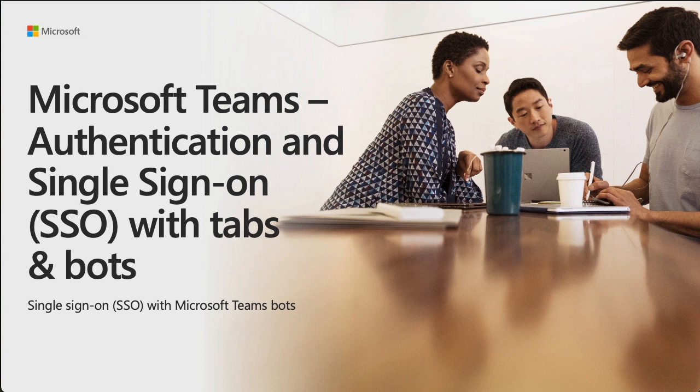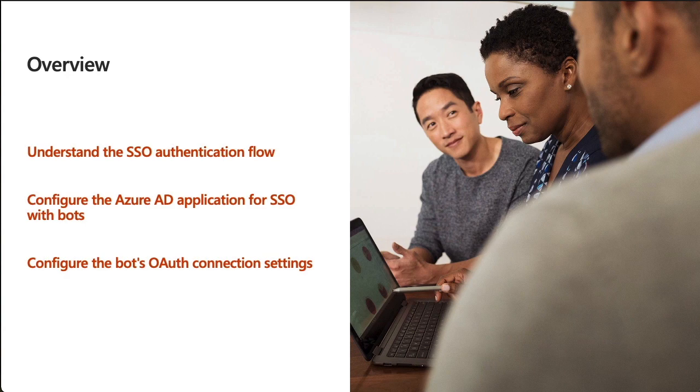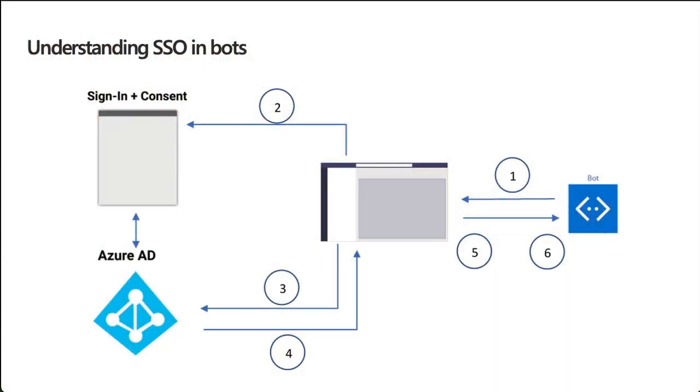The flow is going to be similar to how the Teams tab SSO support works. However, because bots are more service-oriented, there's going to be a little bit of a difference in the protocol for how a bot is going to request and receive responses. So in this section of the module, we are going to talk about how SSO works and how to create a conversational bot for Microsoft Teams that leverages SSO. We are specifically going to look at three things. We're going to understand the SSO authentication flow for bots. We're going to configure an Azure AD application for SSO with bots, because there's a little bit of a difference when it comes to bots and Teams. And then we're going to configure the bot's OAuth connection settings. So let's first start with understanding SSO with Teams bots.